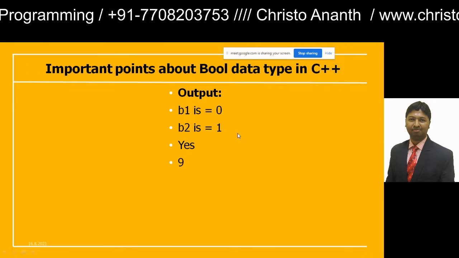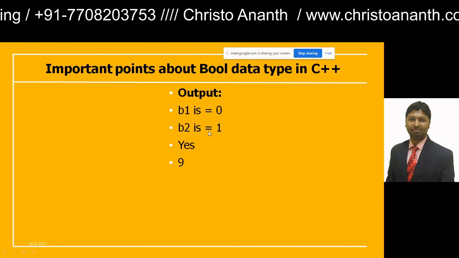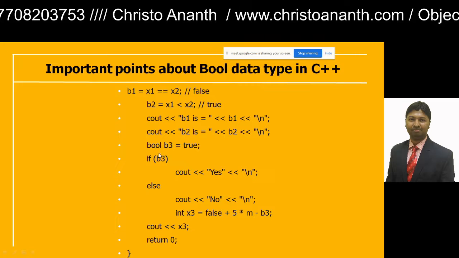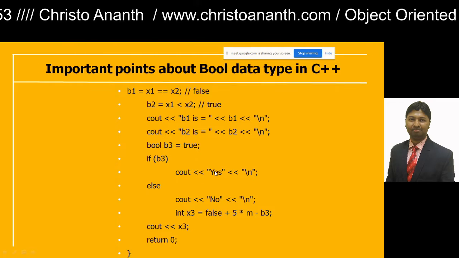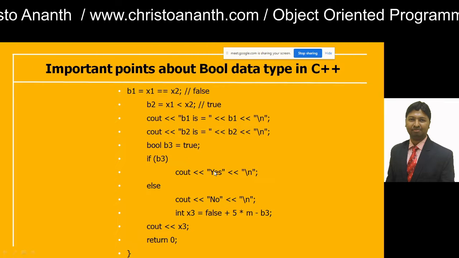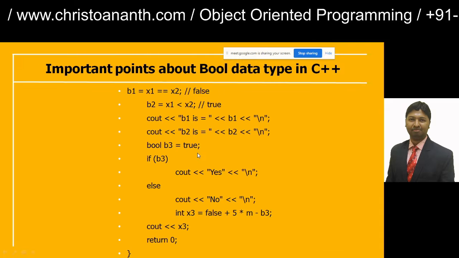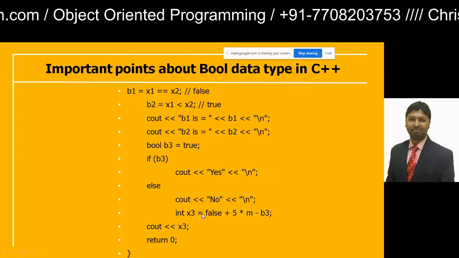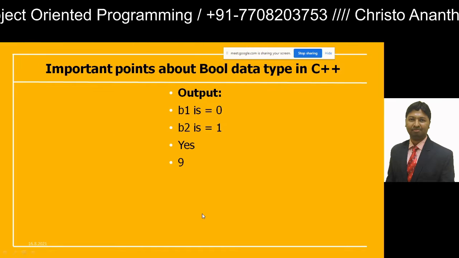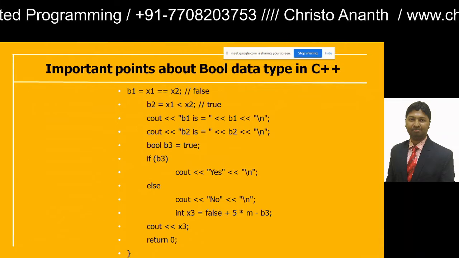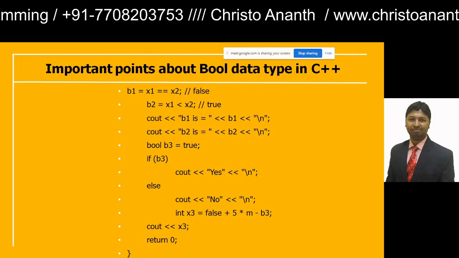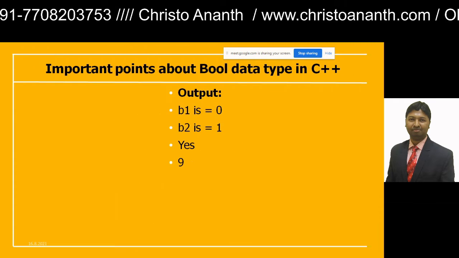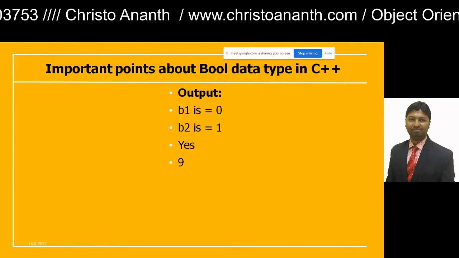So output: b1 is equal to 0, b2 equal to 1. So you are going to check both the cases, and it is going to print yes. And then false plus 5, multiplied by m. So you are going to get the result.